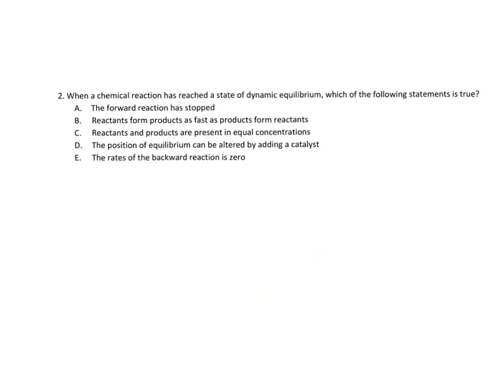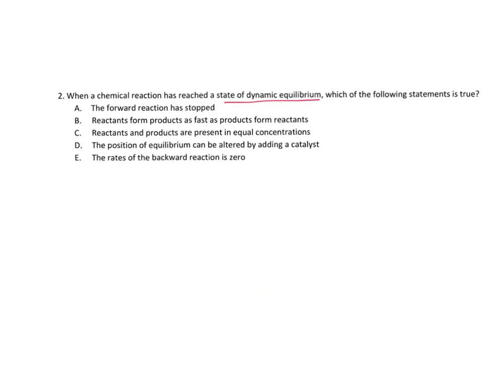D, the position of equilibrium can be altered by adding a catalyst. Or E, the rates of the backward reaction is zero. So first of all, what is the dynamic equilibrium that it's asking us for? The dynamic equilibrium is when, during a chemical reaction, the forward and reverse reactions begin to occur at the same rate, leading to relative concentrations of products and reactants not changing. So basically, the reaction is still going on, but there's no net effect on the concentrations of reactants and products.